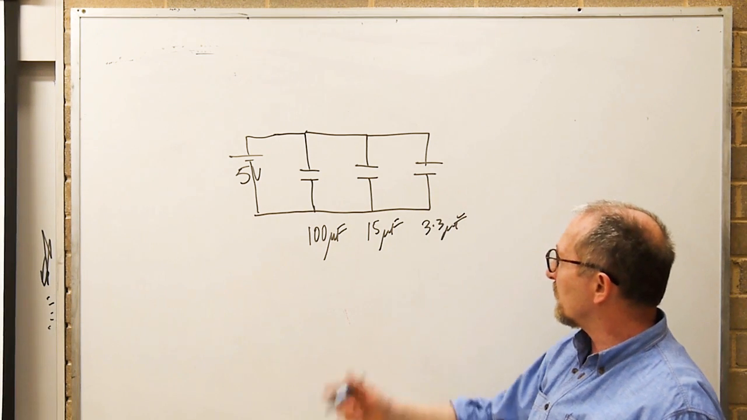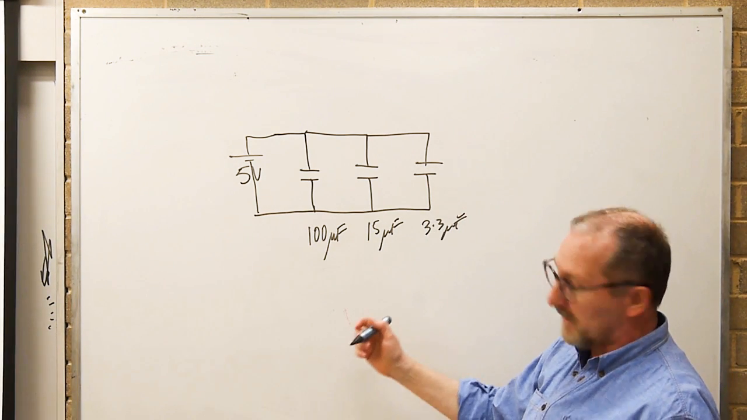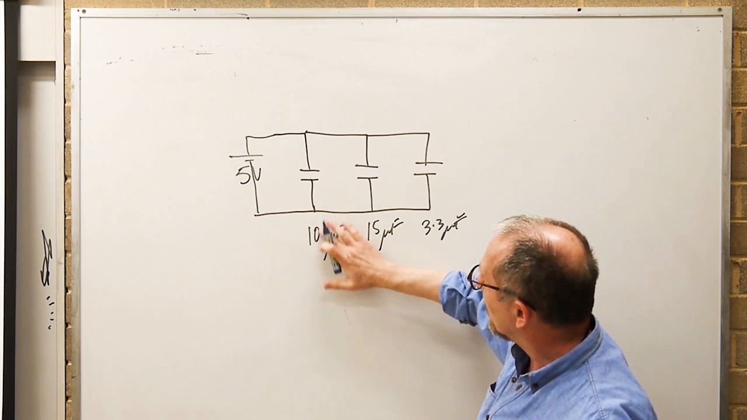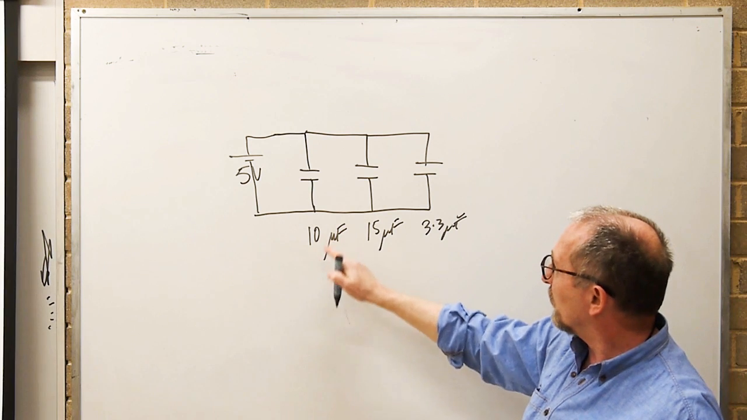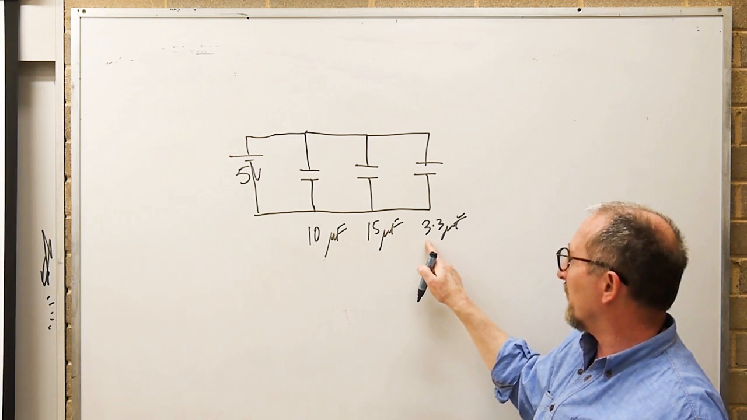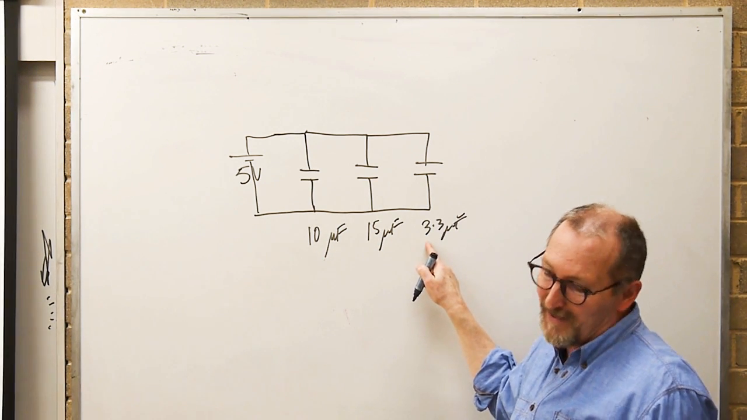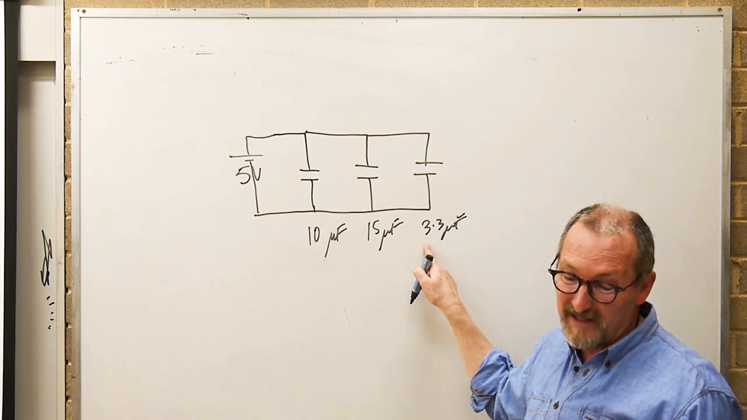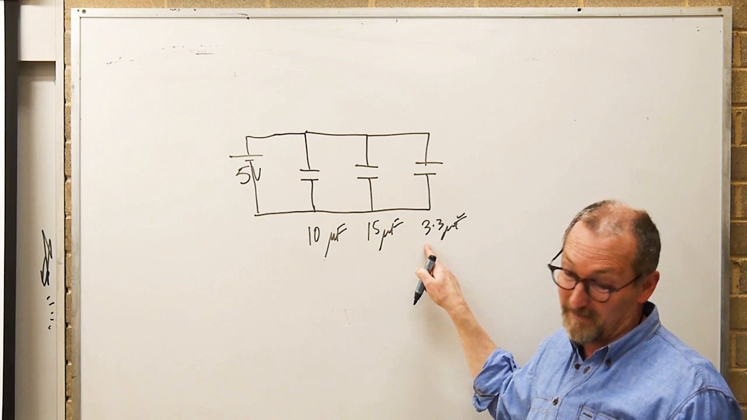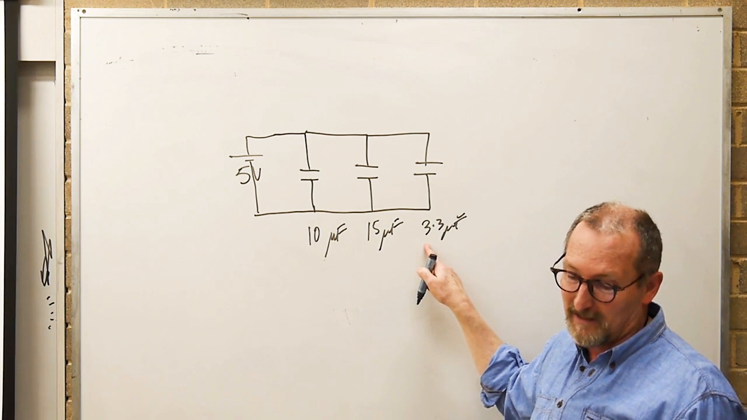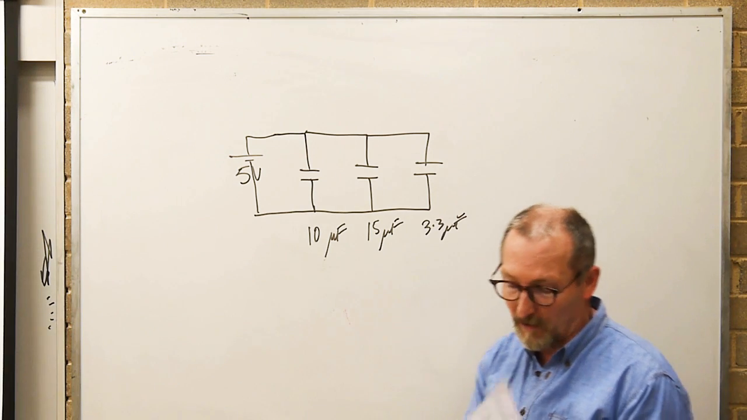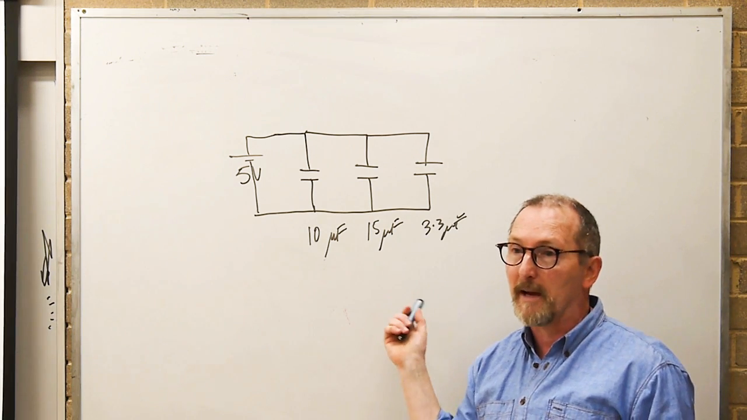Caps in parallel, we simply add them together to get the total capacitance. 10 microfarad, sorry. So 10, 25, 28.3. So that should have been, if you know capacitance and you've read this stuff, that should be like a 5-second answer, which is great for a multiple choice question worth 1 mark. So easy, once you know how to do it. Any questions about capacitors in parallel?